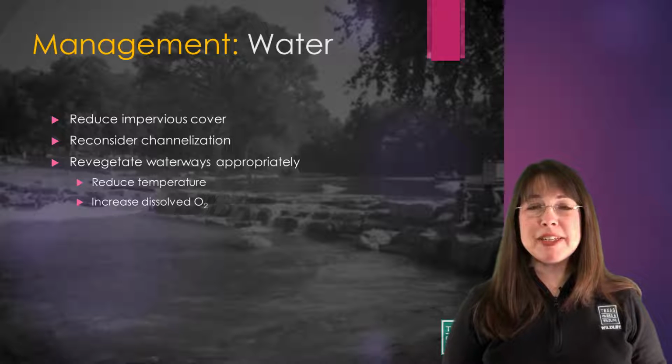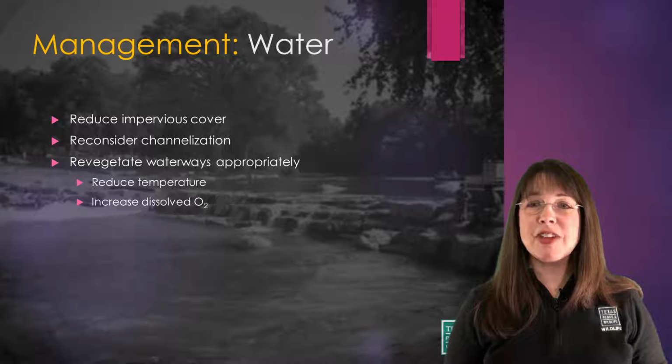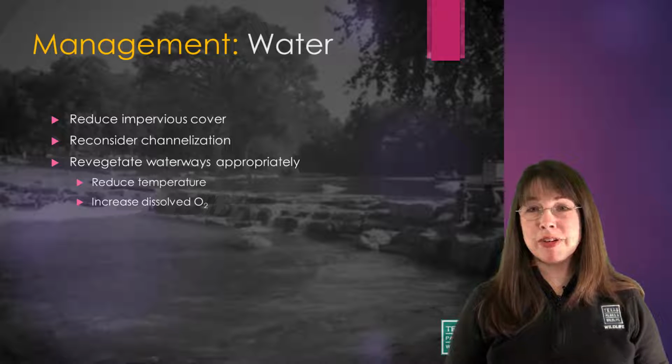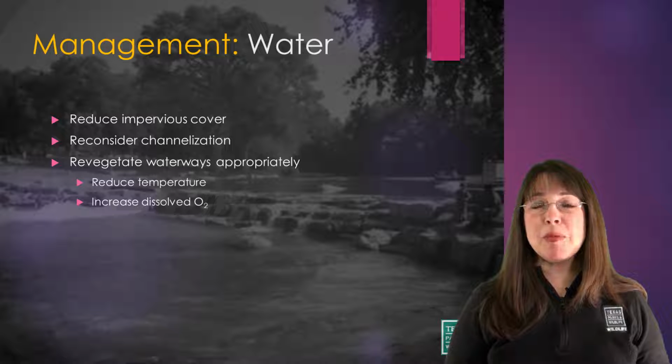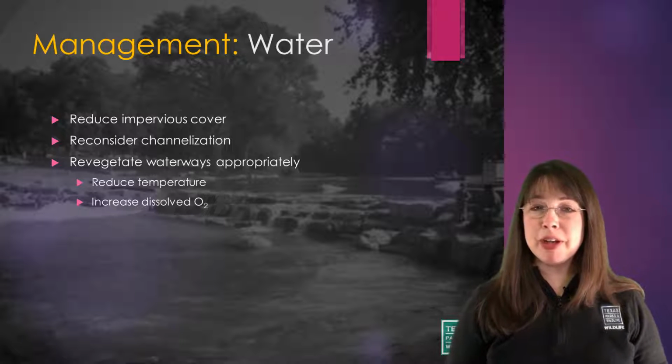Shrubs and trees planted along waterways will provide shade, which lowers the temperature of the water and increases the dissolved oxygen content of the water. This one thing can make a huge difference in the types of life that can be supported in a body of water.